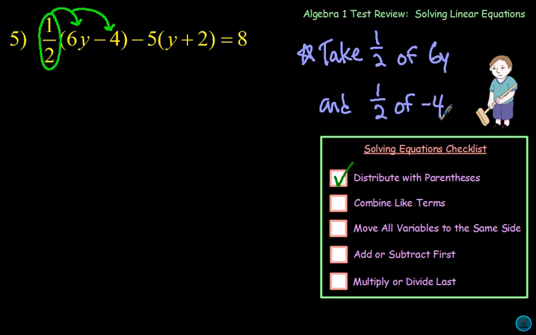So if I said, what's half of 6y, you're like, oh, okay, well, half of 6 is 3, so that would be 3y. What's half of -4? Well, half of 4 is 2. And then there you go. That wasn't too bad. Let's check out the other number that we have to distribute here.